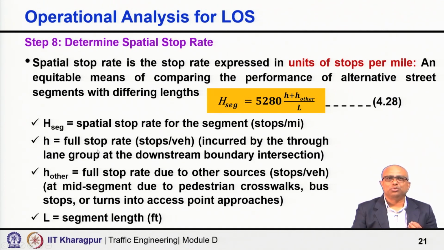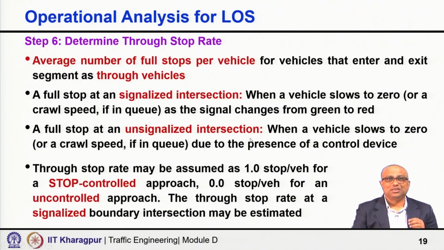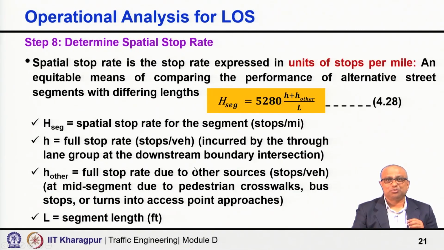Then H is the full stop rate. What is this full stop rate? This is what you have calculated, incurred by the through lane group at the downstream boundary intersection, stops per vehicle, right. So, H is one component, and what is H other? Other is full stop due to other sources. This H you already know how we have calculated in step 6.